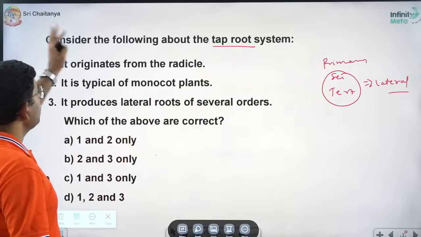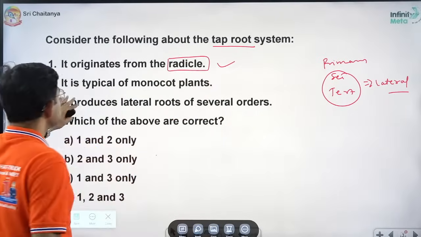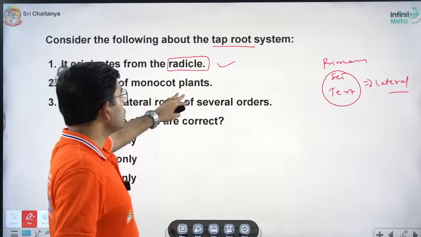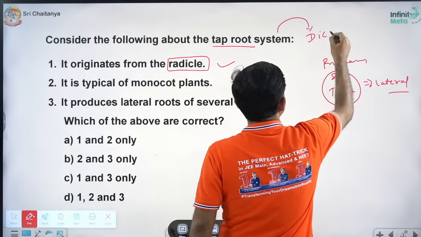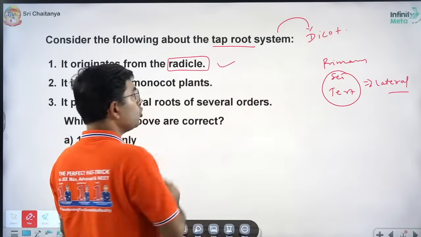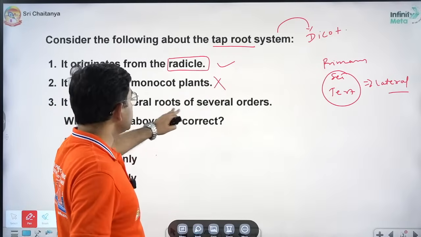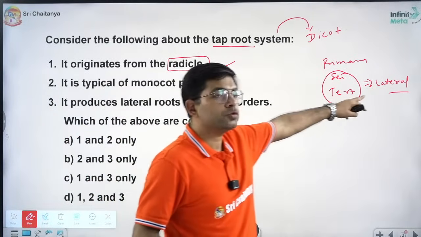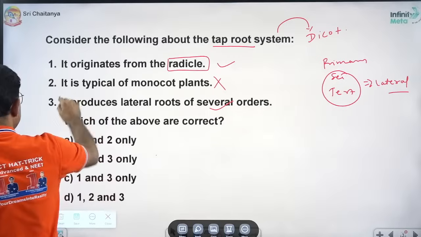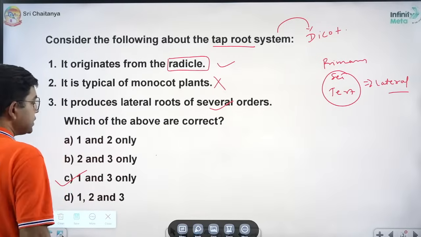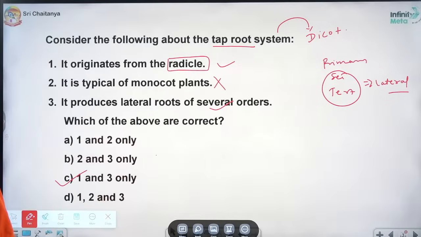So let's see. Tap root system originates from the radicle, correct? It is typical of monocot plants? Tap root system is found in dicots. It is a characteristic of dicots, not monocots. Monocots have fibrous root. So this is wrong. It produces lateral roots of several orders. Yes, it produces lateral roots of several orders, so this is correct. So both 1 and 3 are correct. C will be the answer here. Let's move ahead to the next question.